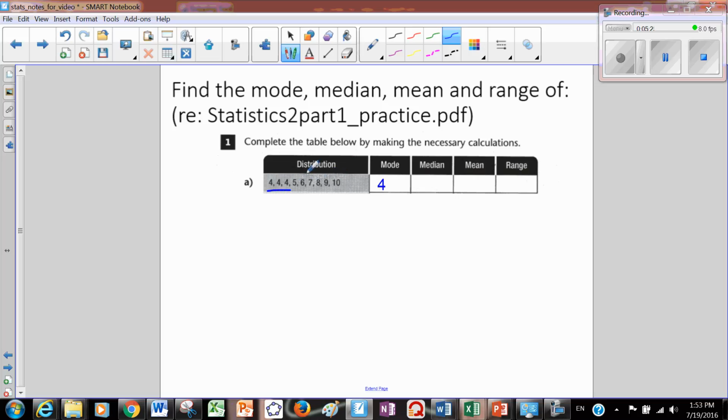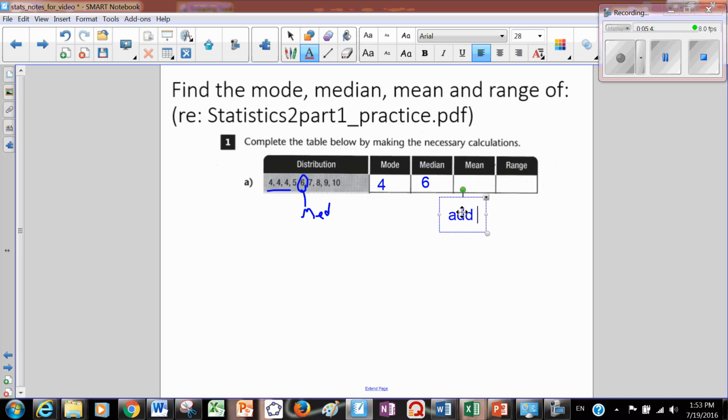Okay, so that means we're going to need to take the one in the middle, which is this one, because if I take this as my median, then I have 4 on each side. So my median would be 6. To find the mean, what we have to do, we need to add, then divide by the number of data.